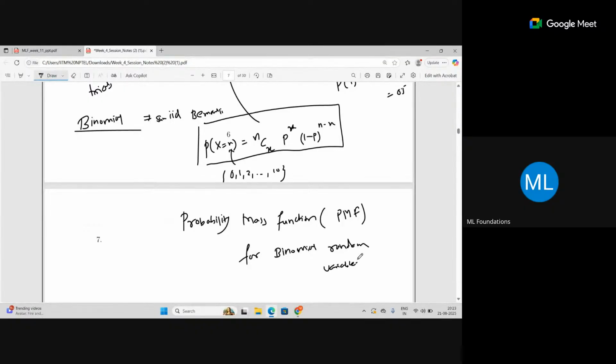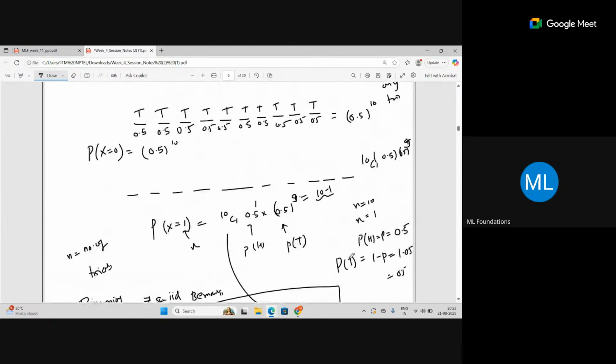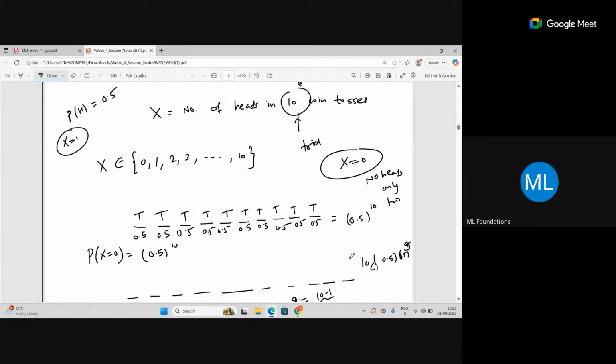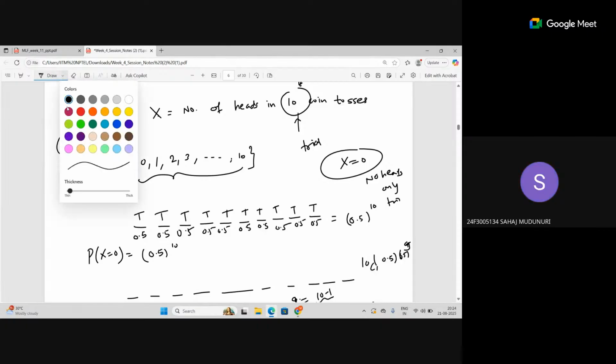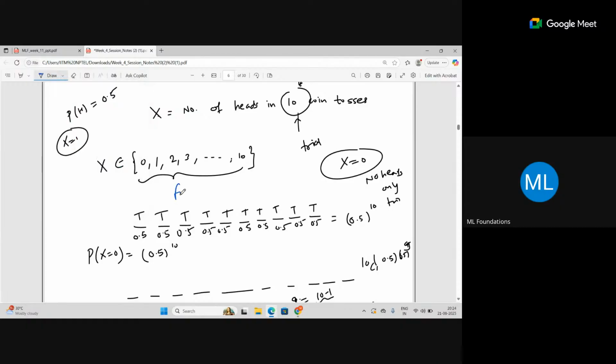Okay. So initially I asked you whether a random variable can take a finite number of values or an infinite number of values. In this case, when I define a random variable as the number of heads in 10 coin tosses, what can you say about the values taken by it? Are these values finite or infinite? Finite, sir. So these are finite values. And when a random variable takes finite values, then that random variable is called a discrete random variable.